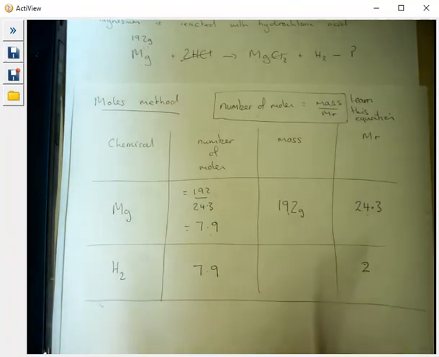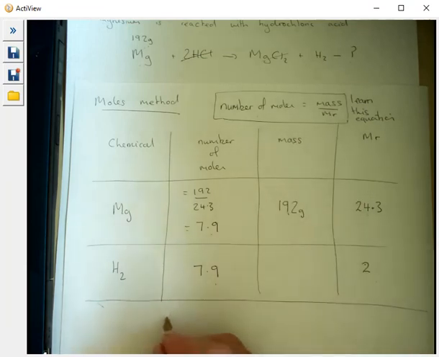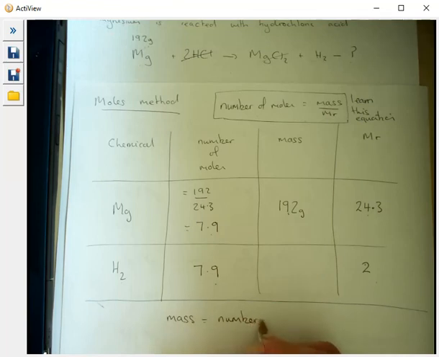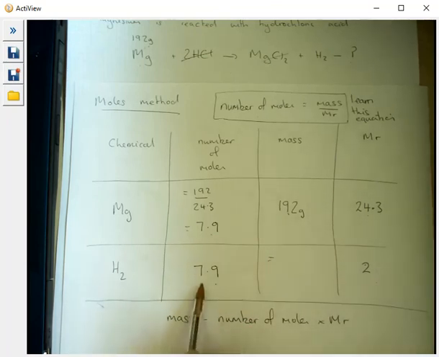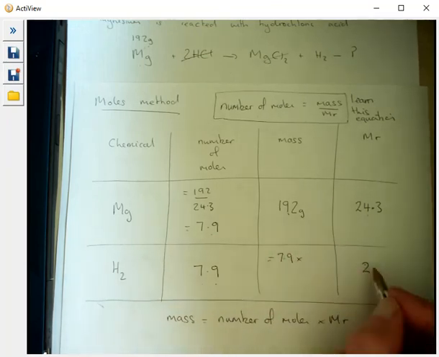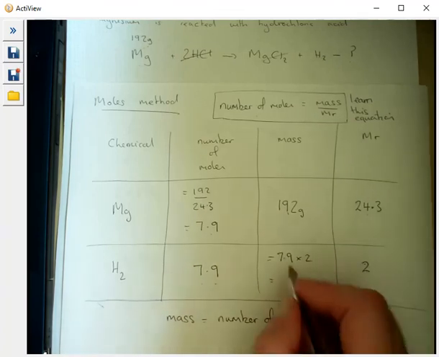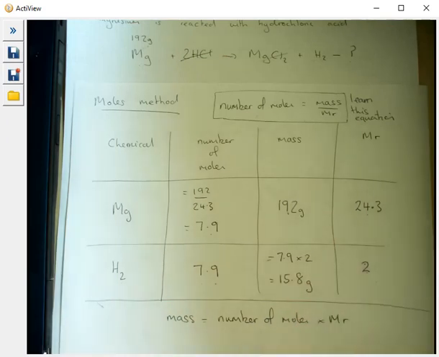So now if we look at my table, I know the number of moles and I know the MR. So now I can work out the mass, because if I look at this equation and rearrange it, I can rearrange that to give mass equals number of moles times by MR. So that's going to be my number of moles here, which is 7.9, times by my MR, which is 2. And if I put that in my calculator, that will give me 15.8 grams, which happily is the same answer that we got from the other method.